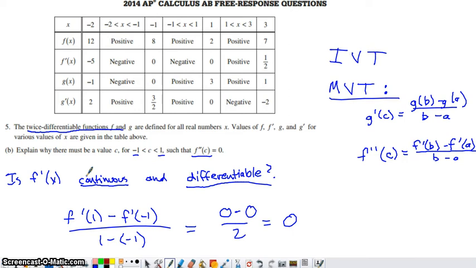So by the mean value theorem, since f prime is continuous and differentiable because of the fact that f is twice differentiable, the mean value theorem guarantees that for some c between -1 and 1, f double prime of C will equal 0. You'd want to write out that statement that I just made on your page in order to receive full credit for the explanation.